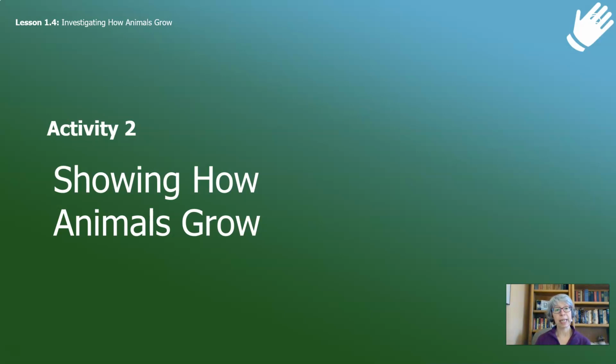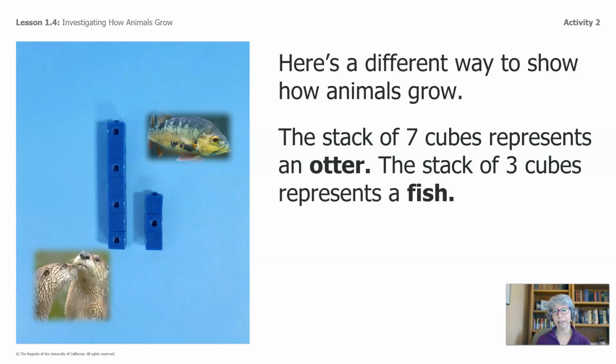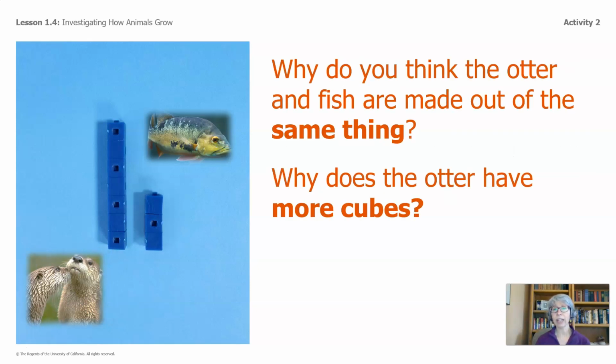All right, the second activity, we're going to do more showing how animals grow. Here's a different way to think about how animals grow. Let's do a representation. If we were in a classroom, we would have these cubes readily available, right? So let's take a look at this image. The stack of 7 cubes represents an otter. The stack of 3 cubes represents a fish. Why do you think the otter and fish are made out of the same thing, these blue cubes? Why does the otter have more cubes than the fish?